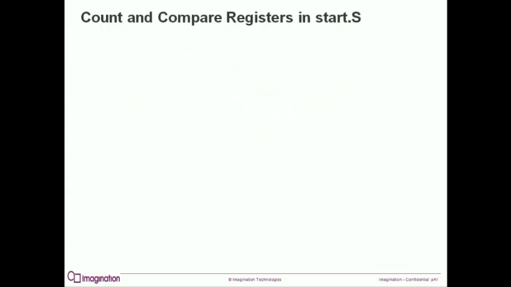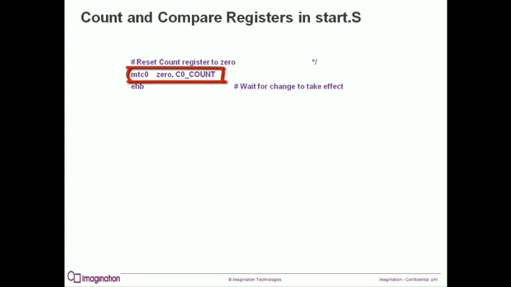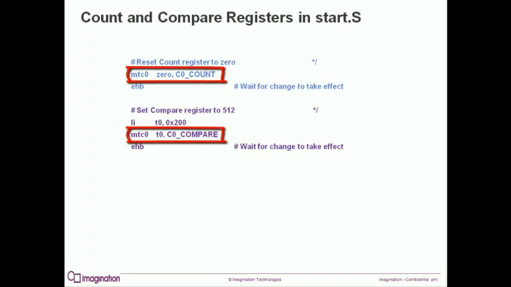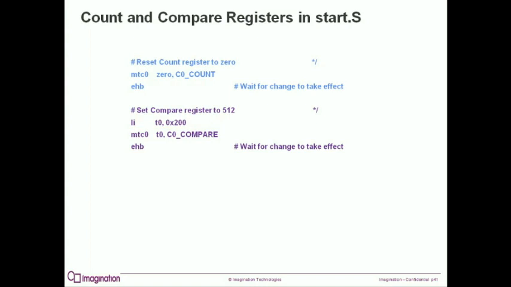I am going to utilize the count and compare registers to generate an interrupt, so I need to set them to their initial values. I set the count register to 0 and I set the compare register to 512. The count register increments with each clock, and when it reaches the value in the compare register, a timer interrupt will happen. Setting the compare register to 512 should be enough time to jump to the main function and get our program started.